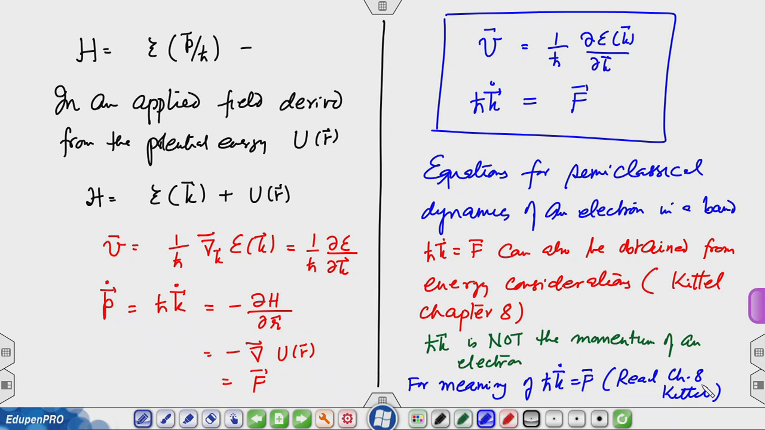I have given you the equation. I have shown you that these are semi-classical equations of motion. And what is the meaning of this? You will see when you read the meaning of h cross k dot equals F, it actually takes care of the momentum that is transferred to the lattice also. So, once you read it, it will be very clear, then we can take it up in discussions. And also read how this equation is obtained from energy considerations.